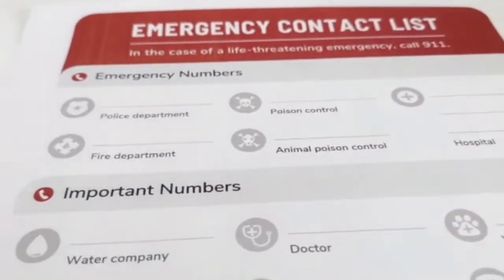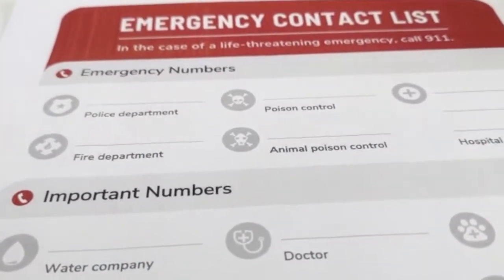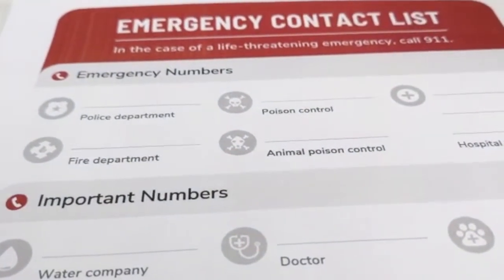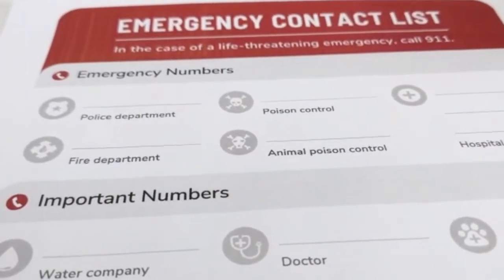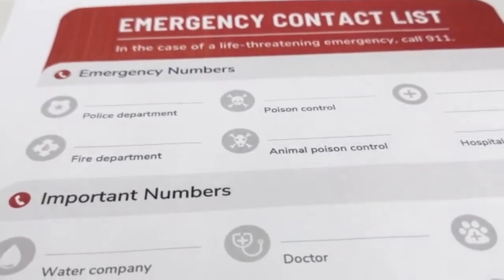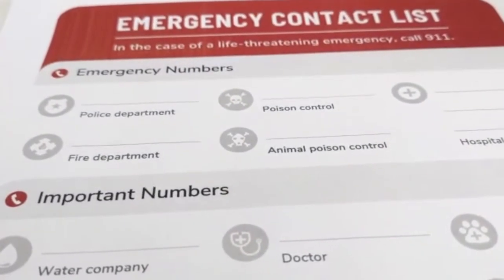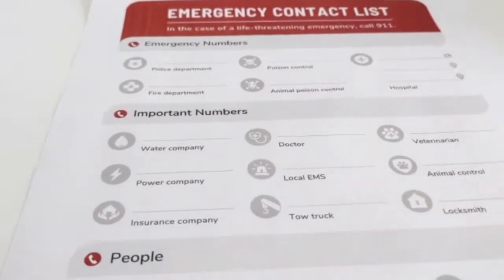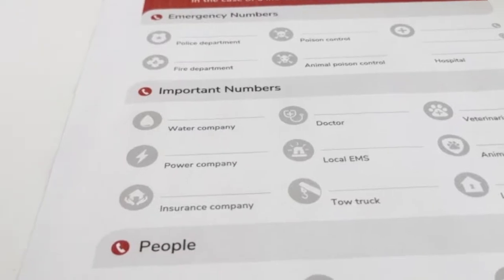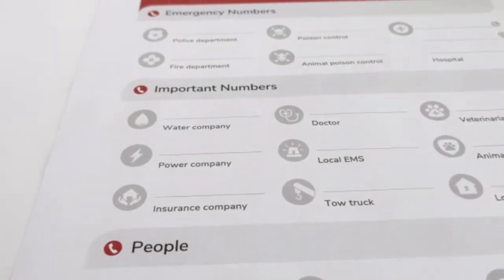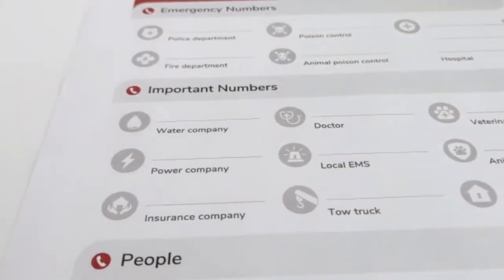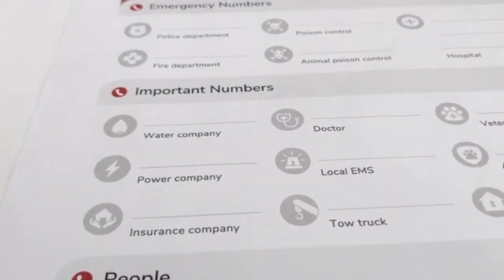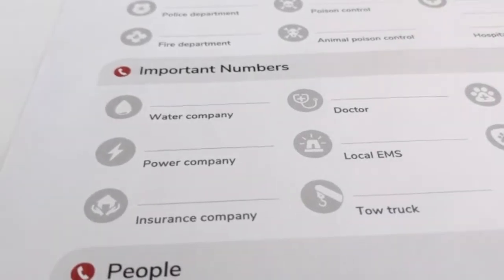And then obviously you have poison control, animal poison control. So if you were to accidentally ingest something you thought was poisonous, you can always contact them, as well as for your pets. If they accidentally ingested something that could be poisonous, call them. And then you have your water company, your power company, insurance company. So these are for situations like a leakage, or if your power goes out, you can always contact them.